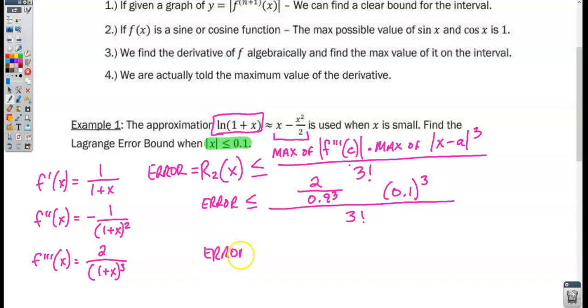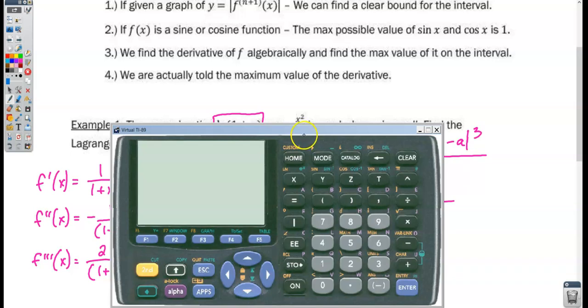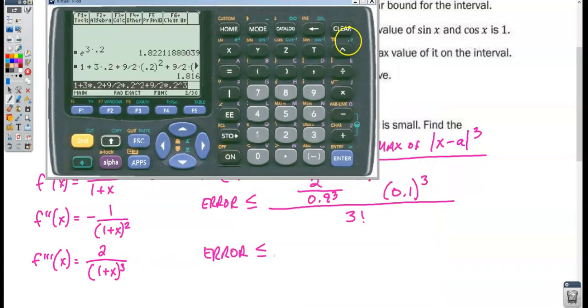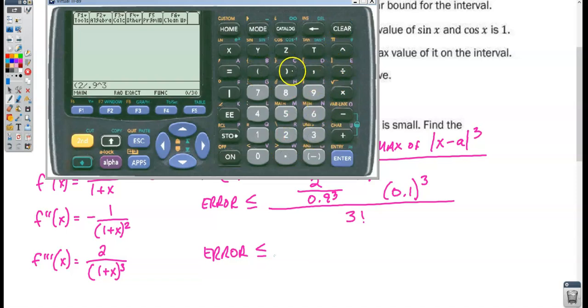All right, and now we are going to calculate the error here. So we've got 2 over 0.9 cubed times 0.1 cubed divided by 3 factorial, which is just 6. And I get as my error 0.000457, etc., etc. Now, I want to keep 3 non-zero places, so I'm going to keep those last 3 digits, 457.